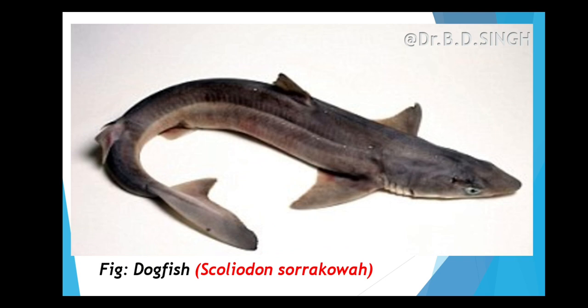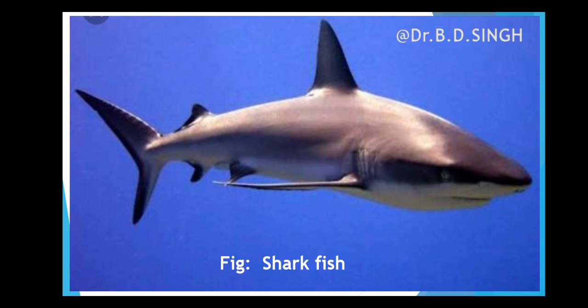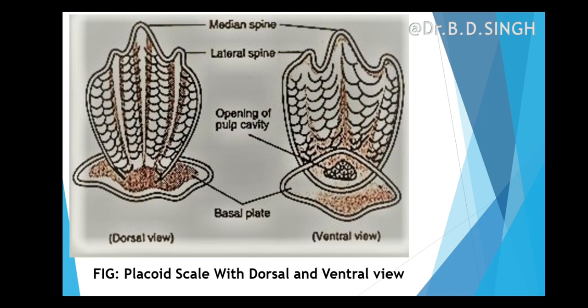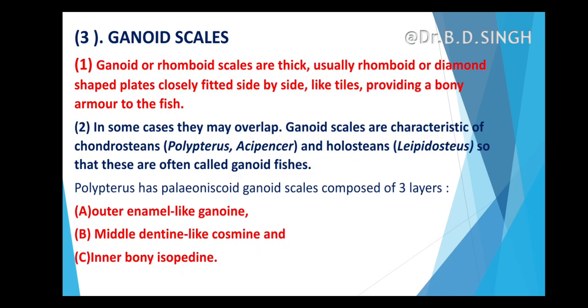So you can see the structure of dogfish. Then after, you can see the structure of sharkfish. This is the complete example of cartilaginous fish. Then after, the structure of placoid scales with dorsal and ventral view.